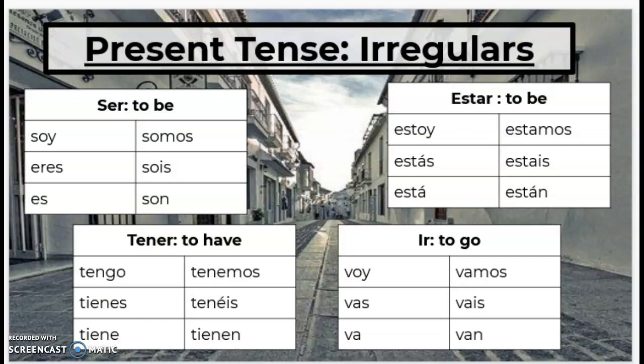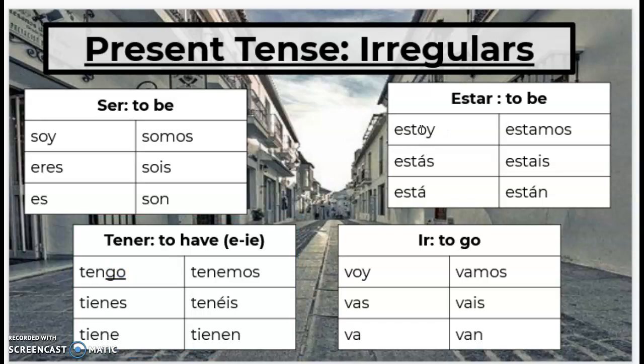Here are some of the irregular charts that you had to learn in the present tense. So ser, estar, tener, and ir are totally irregular. Ser, you really just need to memorize. Tener is a shortcut to remembering: it's an E to IE stem changing verb because they stem change in the boot with the IE, but then it's also an irregular yo verb here as well.